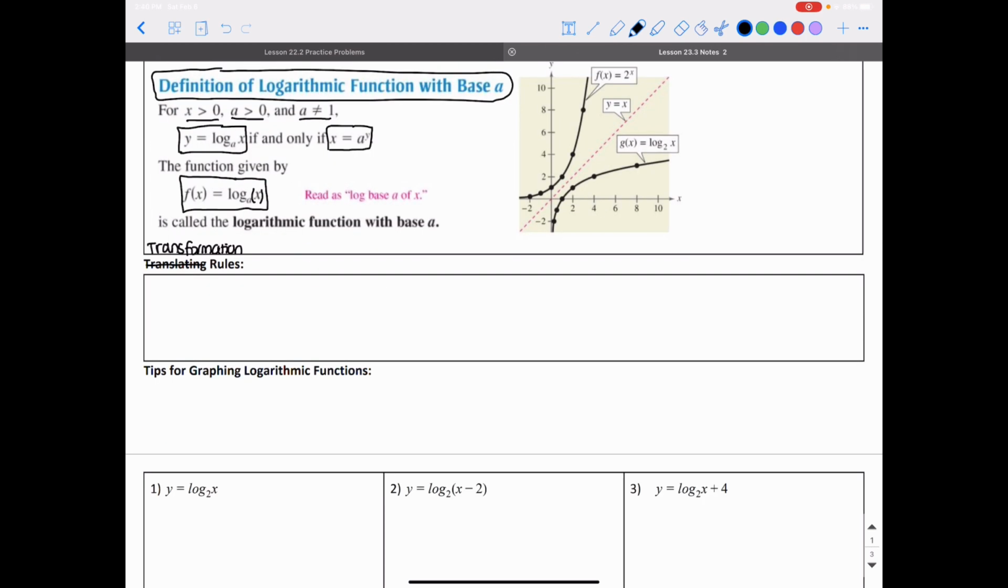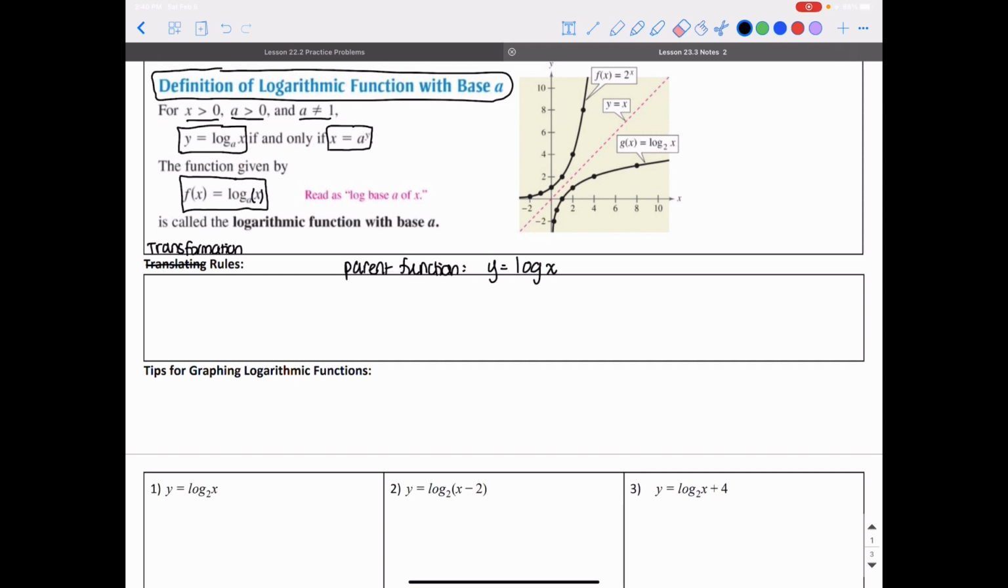The next thing we're going to do is talk about transformation rules. These are the same as every other function we've looked at thus far, most similarly to exponential functions, because you do need to keep in mind what your base is before you can use transformation rules. For the purposes of explaining the transformation rules, I'm going to let the parent function be for base 10. The parent function would be y is equal to log of x, or y is equal to log base 10 of x.